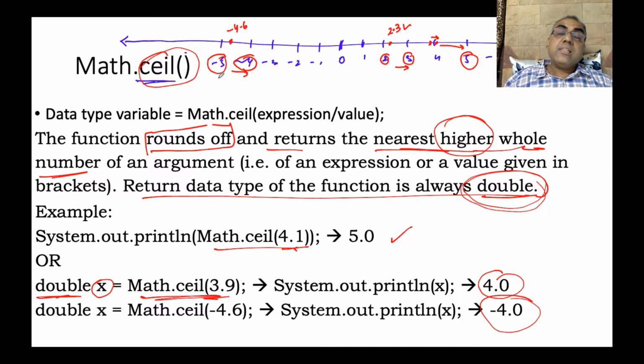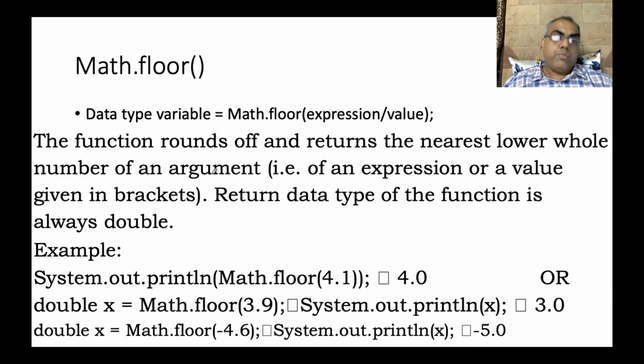Minus 5 is a smaller value, not the greater. Minus 4 is greater, so the value it returns is minus 4. Very close to this, but exactly opposite, is floor. Floor is going to be the lower side. It's a very simple concept.